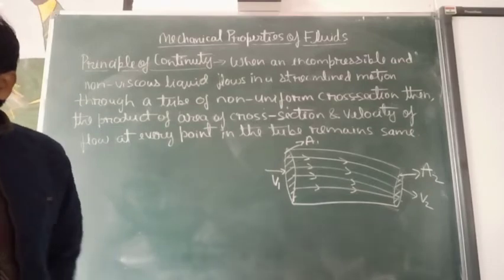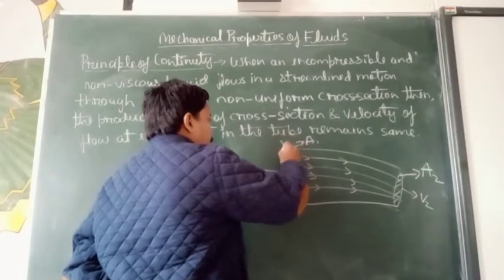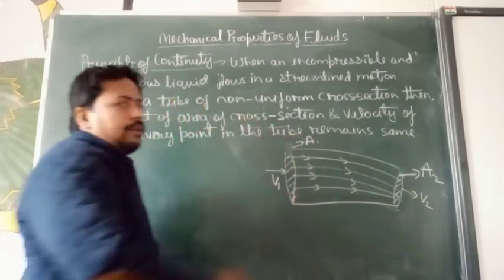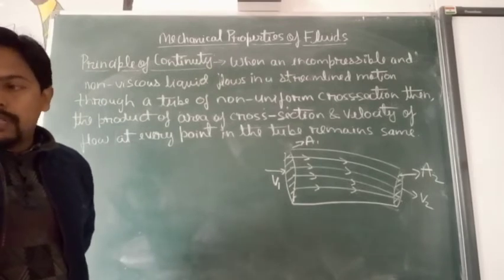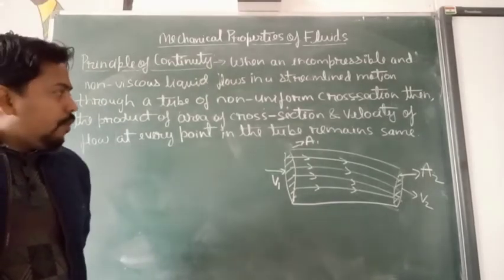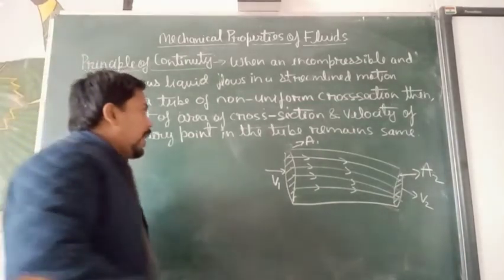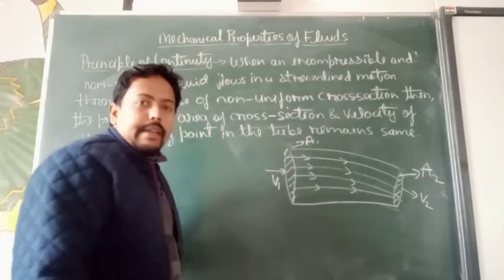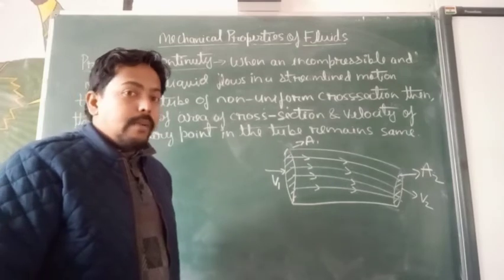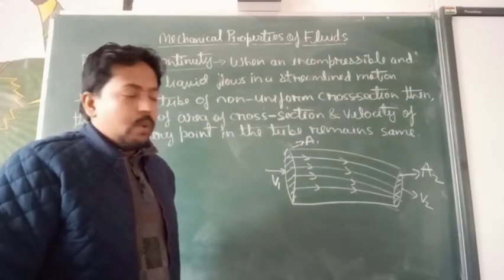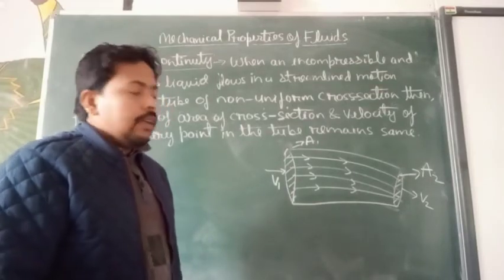If I consider this point, or the area of cross-section, let us say it is A1. So what is the amount of liquid which is entering in 1 second? That means how much mass is entering in 1 second. To calculate the mass entering in 1 second, it is important to first calculate how much volume is entering in 1 second through this surface area A1.